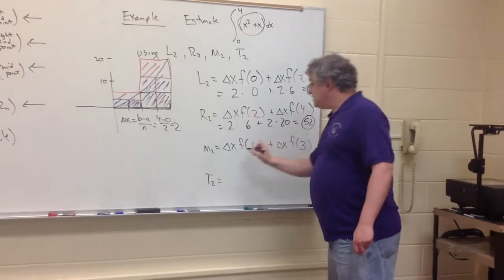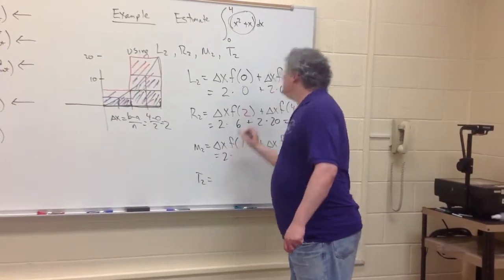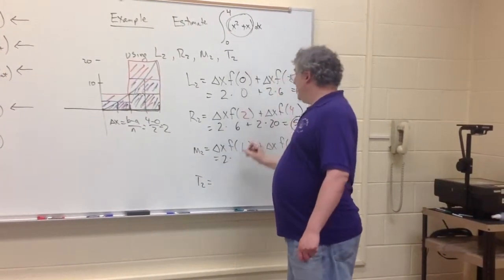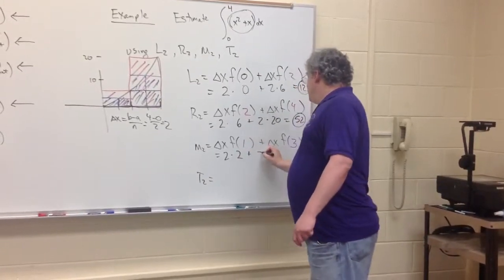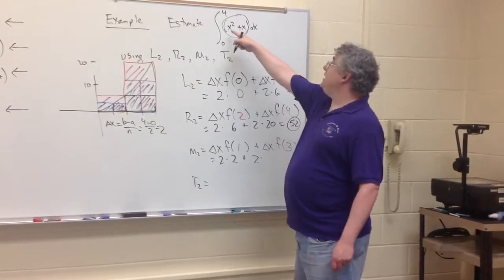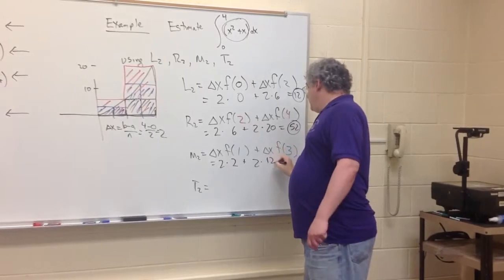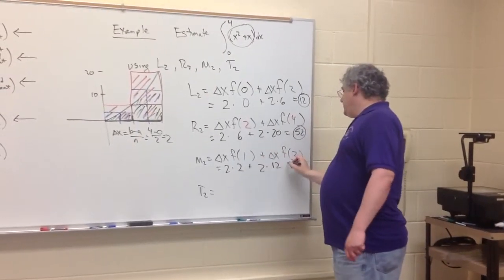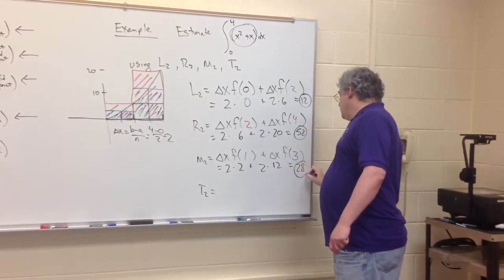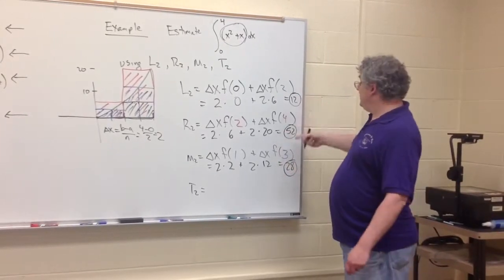How about the middles? This is going to be 2 times f of 1. Put a 1 in there, we get 2. Plus 2 times f of 3, put a 3 in here. We're going to get 12. So 4 plus 24 is 28. 28 is a better estimate than either of these two.